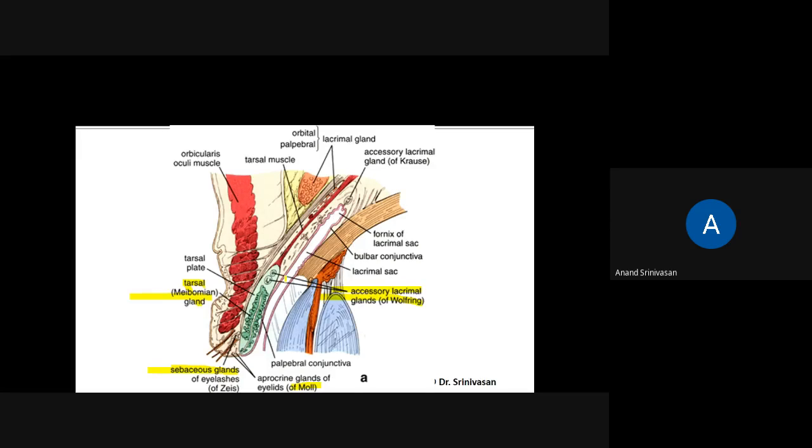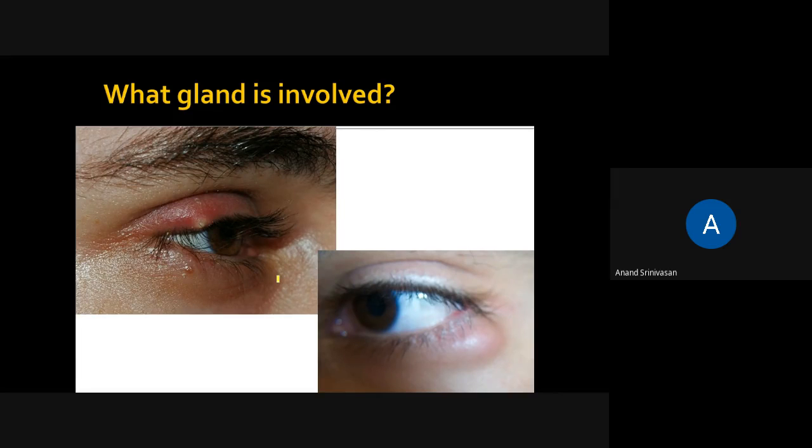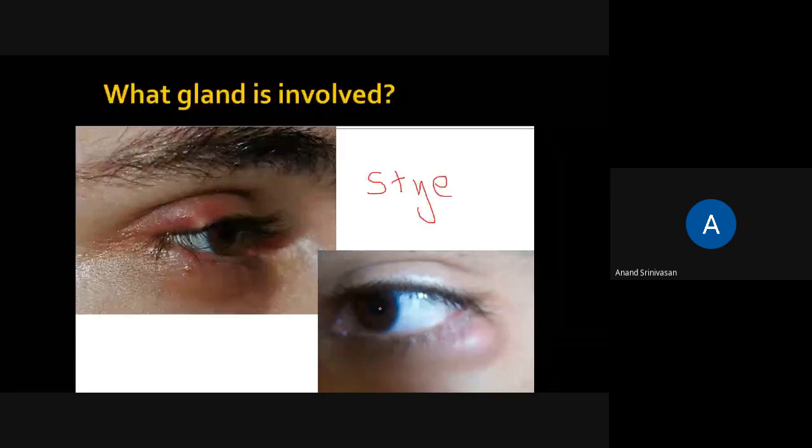They prevent dryness. And if there is any infection of these glands, they will cause swelling in the eyelid like this. There are different names for it, which you need not know. It's called a sty in layman terms. Some of you must have heard it. It means the inflammation of the glands which are present in the eyelids.